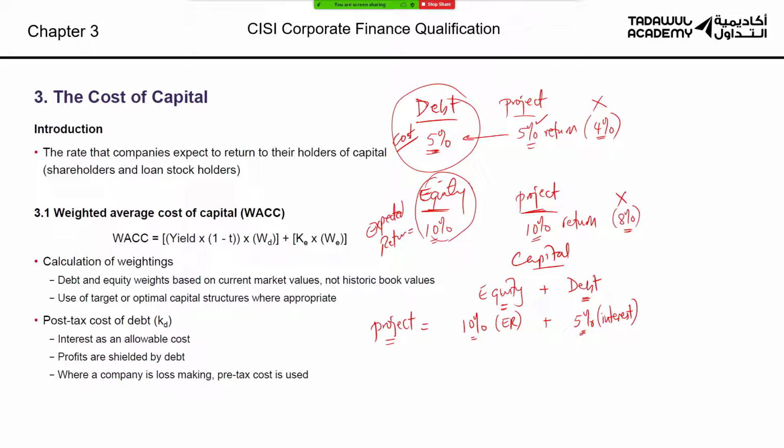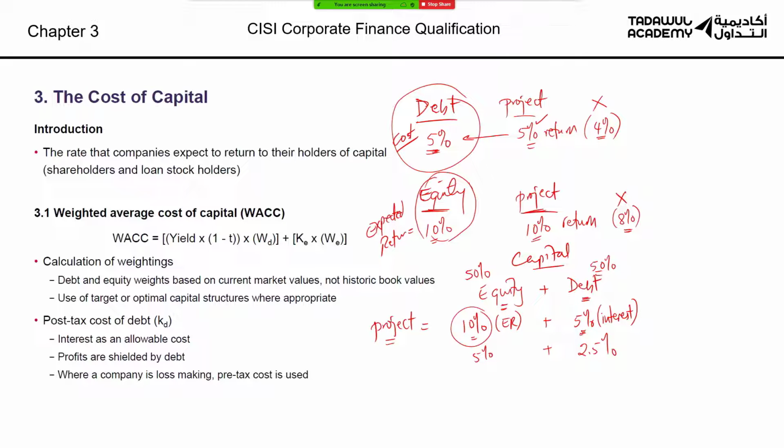But if you're combining both equity and debt, how much equity are you putting? If you put in half of the capital in equity and half of the capital from debt, then technically your cost of equity is half of 10%. That's 5%. And it's half of 5% for debt, so that's 2.5%.